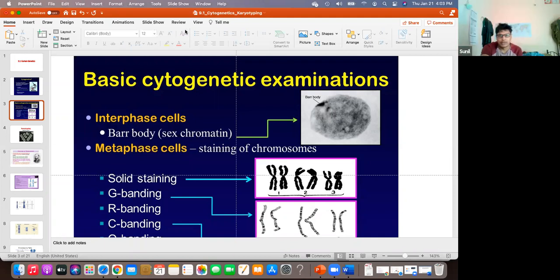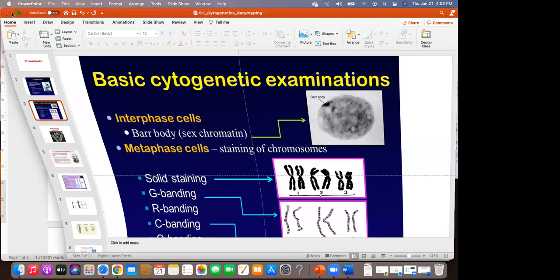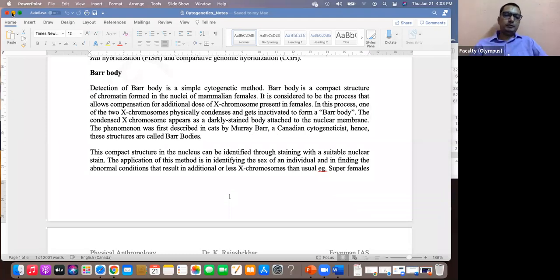So these are found only in females, not in males. Yes, that is what I'm coming to next. What is the use of such a method? Is there any benefit of knowing Barr bodies? What is the benefit of identifying how many Barr bodies are there in a person? We can find chromosomal abnormality. You can find super female.